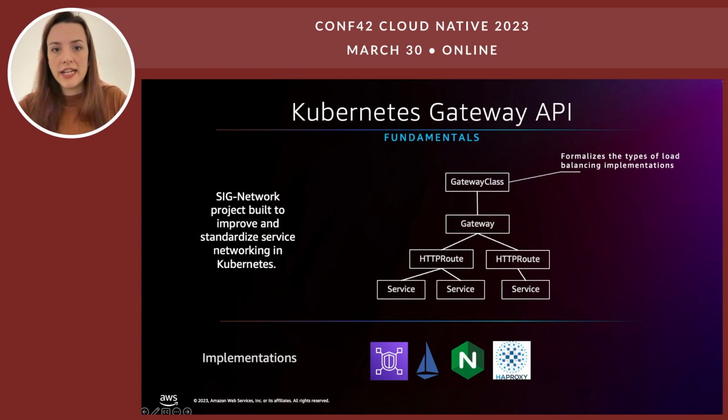The GatewayClass enables me to formalize the type of load balancing implementation that I can use. If it were an Ingress, for example, it would be a load balancer. The Gateway actually specifies a point where the traffic can be translated into the Kubernetes services. So how do I translate traffic that is coming from outside the cluster to inside the cluster, and where does this happen?